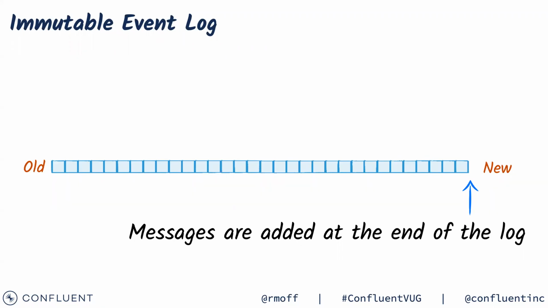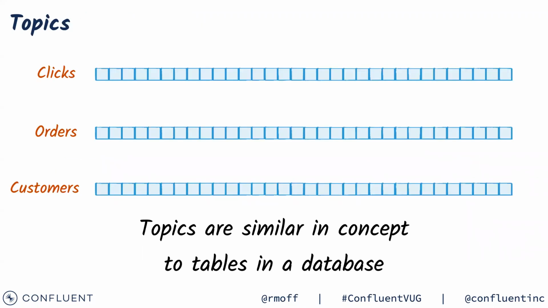So at the heart is this log, and to actually make it something that we can work with, we split it up into what are called topics. Topics are kind of like, if you're from a database background like myself, tables. It's how you carve up your different entities and you arrange your data so you can read and write from the correct place. So we might have a topic which holds information about clicks on our website, or information about our customers, or about the orders that are being placed.